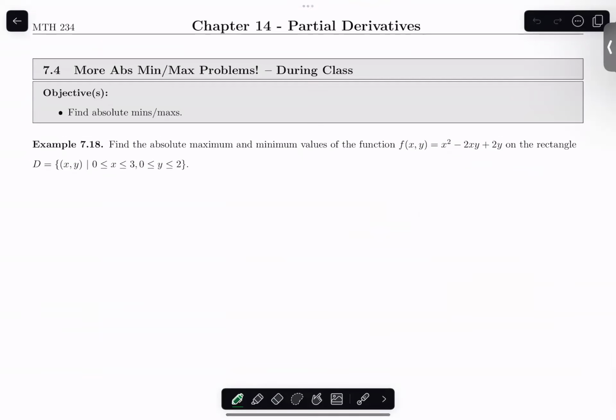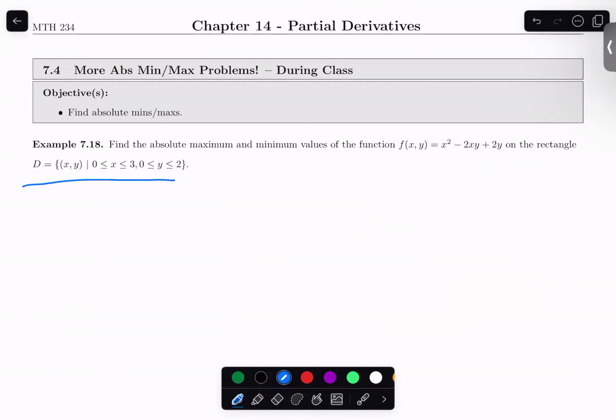So I'd like to find the absolute maximum and minimum values for this function on this rectangle. Largely, when a problem is given to you and asks you to find the absolute minimums and absolute maximums, it's pretty much guaranteed that the function and the region satisfy the extreme value theorem, that we have a continuous function and a closed bounded set. Otherwise, it doesn't make sense to give you this as a problem.